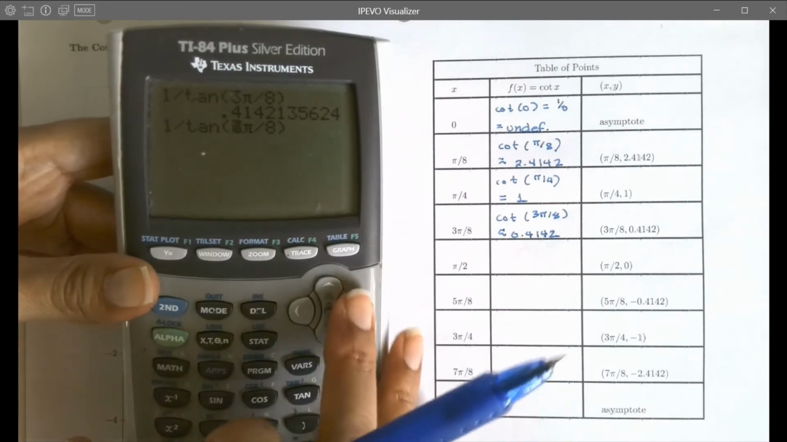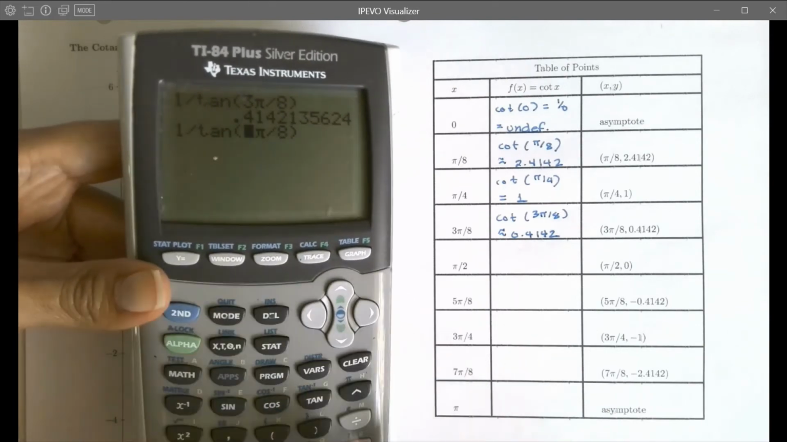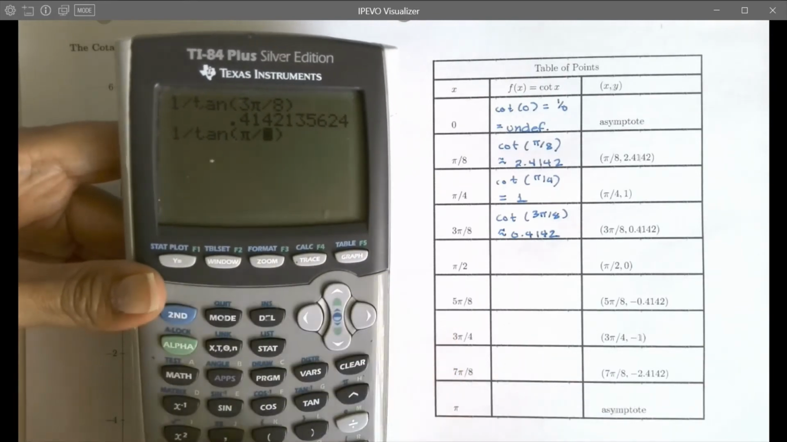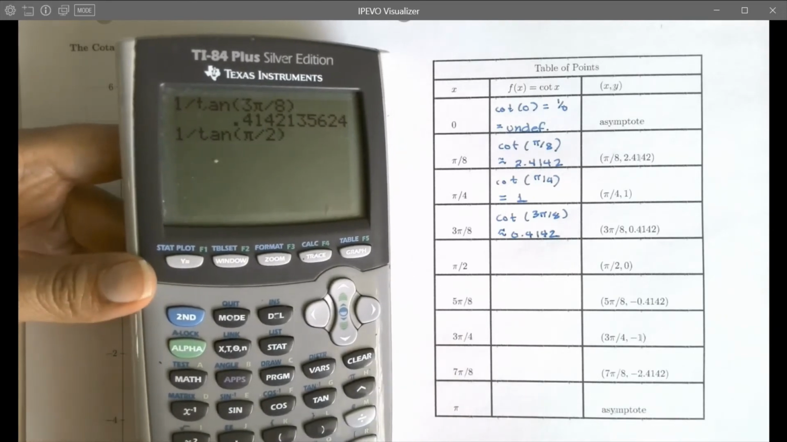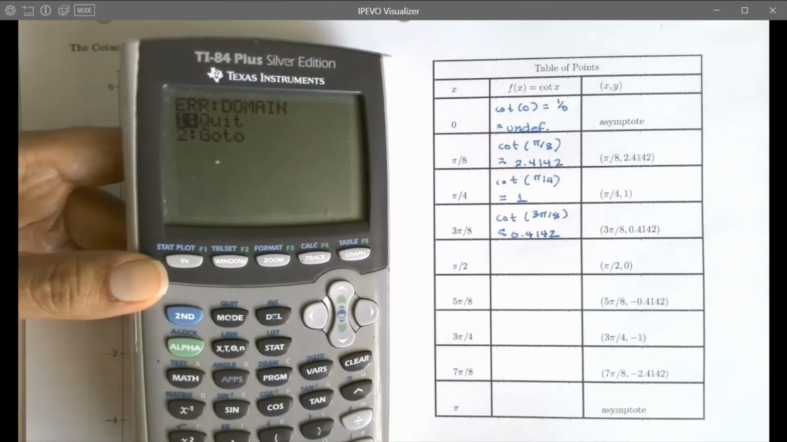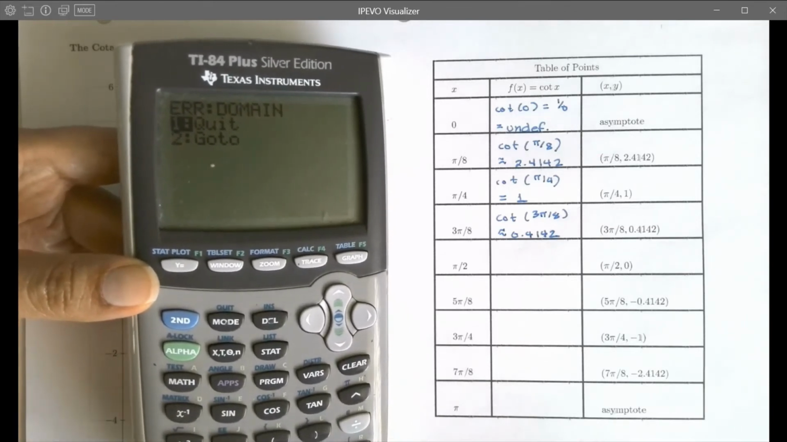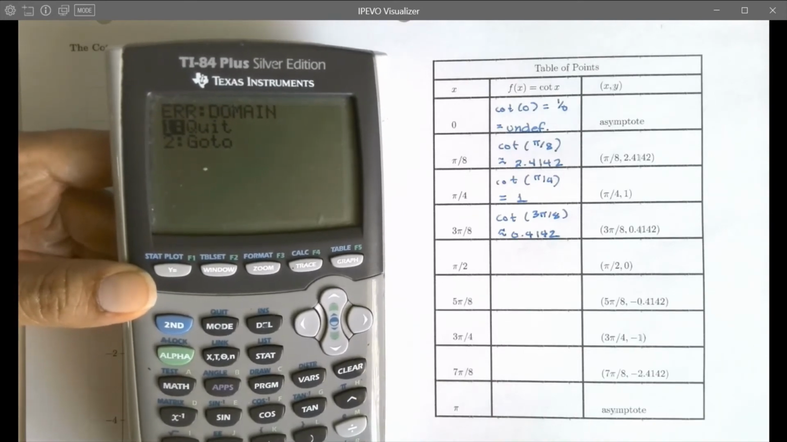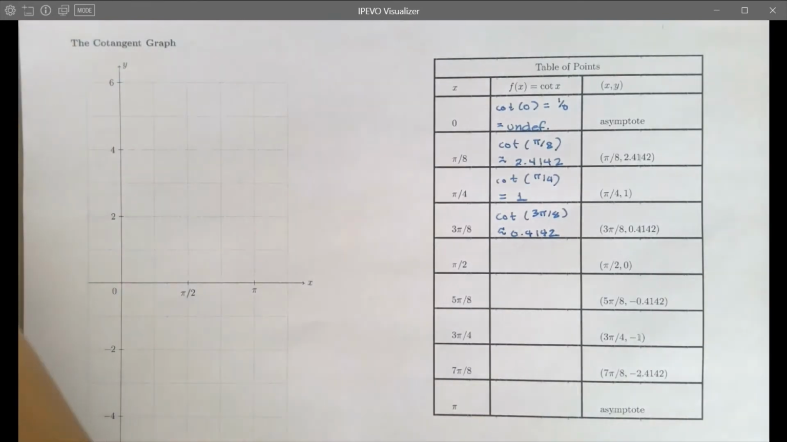Okay, so this one we want to be careful about, because notice what's going to happen if I try to plug it into my calculator. I'm going to get a domain error, which might lead me to believe like, hey, I have an asymptote here. But that's not actually the case, and here's why. Look at the unit circle.